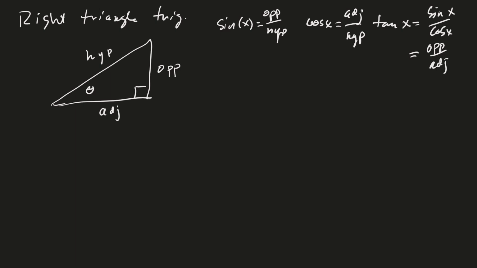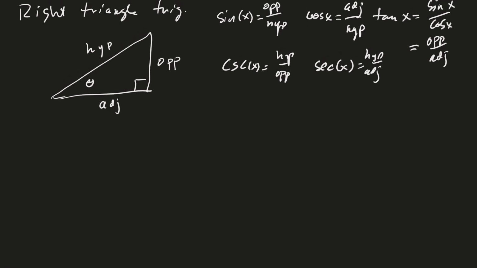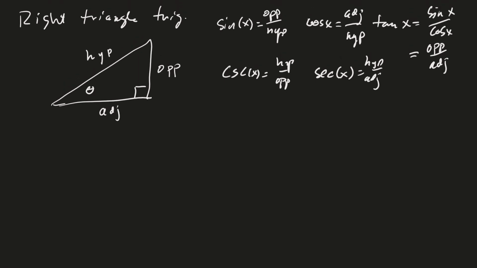Good. With each of these you have the reciprocal. So the reciprocal of the sine is the cosecant, which would be hypotenuse over opposite. The reciprocal of cosine is secant, which would be hypotenuse over adjacent. And the reciprocal of tangent is cotangent, which would be adjacent over opposite. Good.